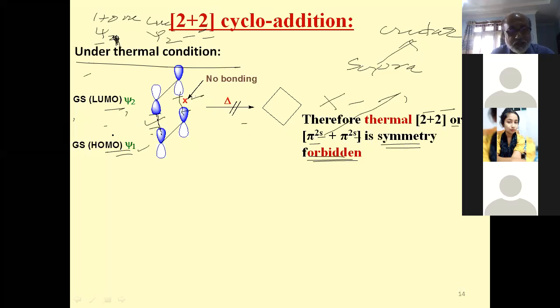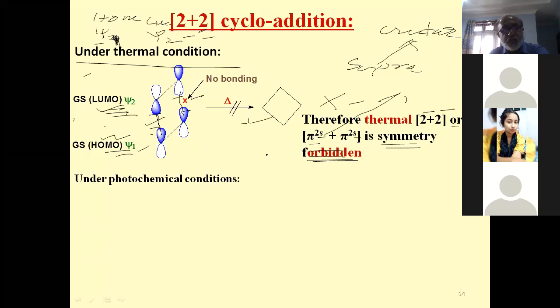And here we also see that the HOMO of one alkene with the LUMO of another alkene is not going to take place under thermal condition. So it is symmetry forbidden. Under thermal condition, no 2 plus 2 cycloaddition happens.